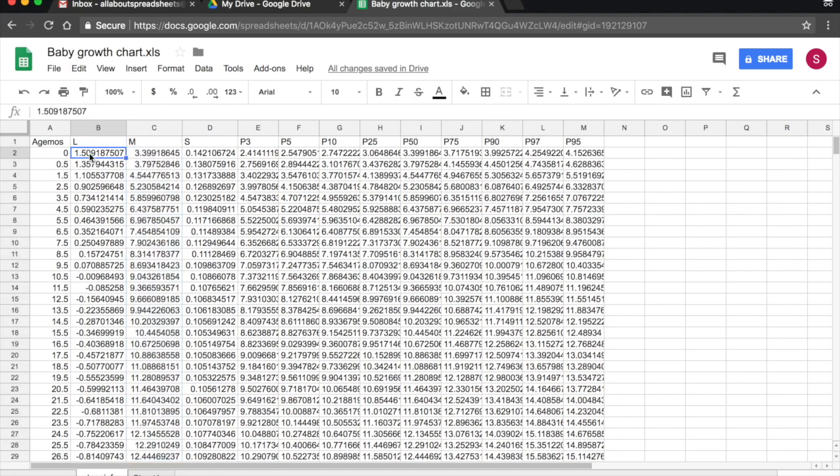Each of these little boxes on the spreadsheet are cells. What I have highlighted here and where I have my cursor is cell A1. Cells are named with a combination of column and row number. So this cell here is cell A1.